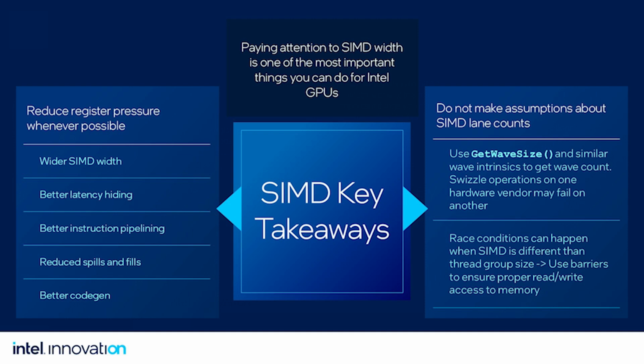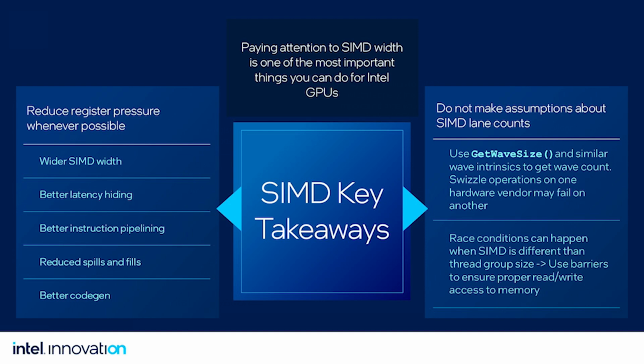One of the largest issues we see with many games is SIMD width, as many games feature shaders with static SIMD width, which can lead to low shader occupancy and register pressure. Asserting the correct SIMD width can help reduce register pressure and helps ensure you get the best SIMD width for better latency hiding, better instruction pipelining, reduced spills and fills from memory, and better code generation.